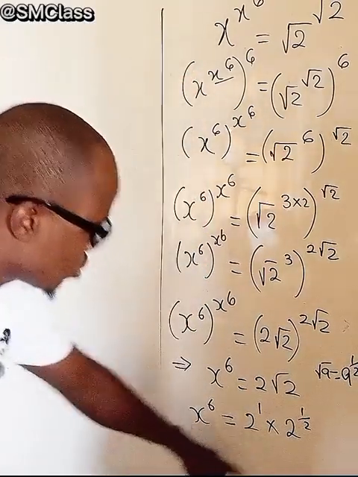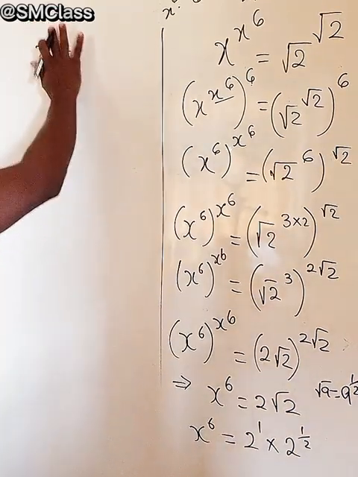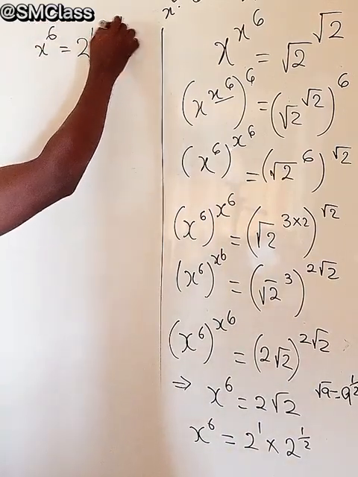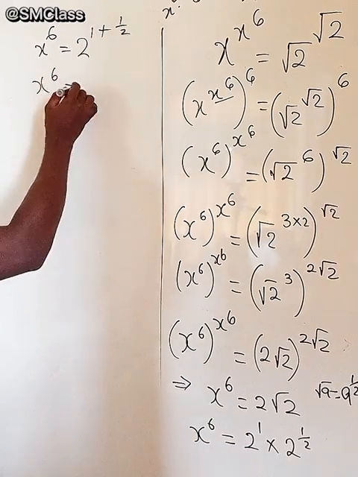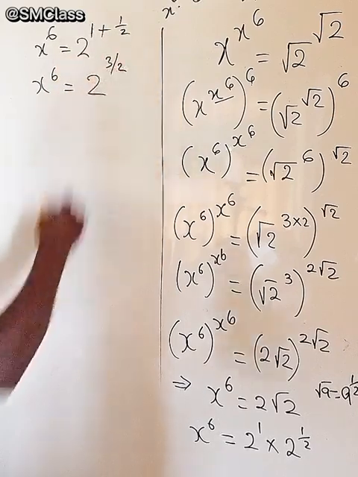From there, the next thing we're going to do, we're going to have x to the power of 6 equals 2 to the power of 1 plus 1 over 2. That's going to give us x to the power of 6 equals 2 to the power of 3 upon 2.